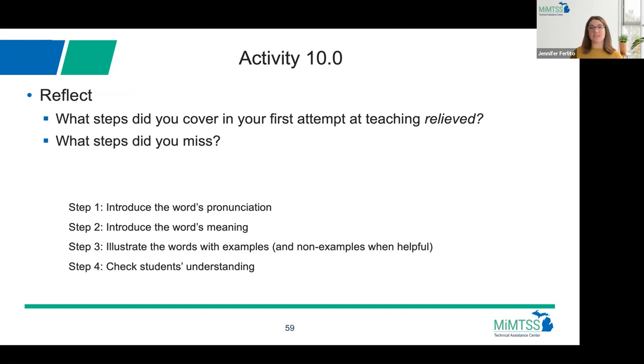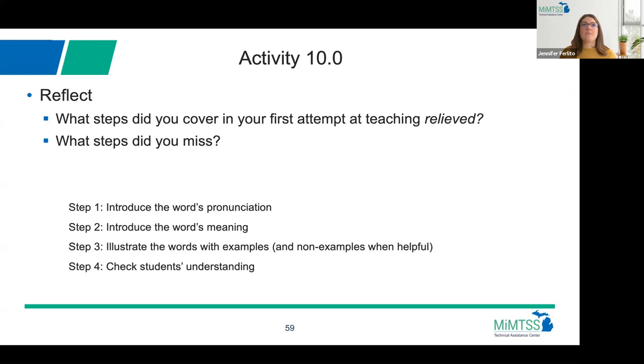If anyone is willing to share, I'm just curious, when you taught that word in your breakout room, was there a step that you absolutely missed that you didn't even know was important to include? Or do you feel like this is pretty common knowledge for teaching vocabulary? I know some people are Anita Archer fans. Syllabication. Step one.